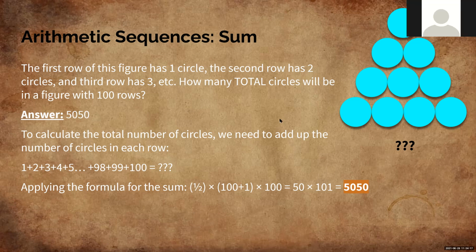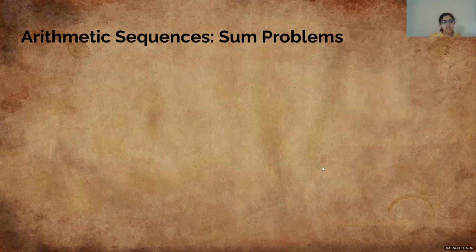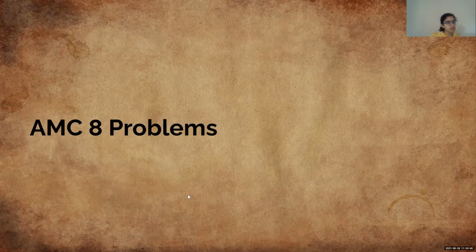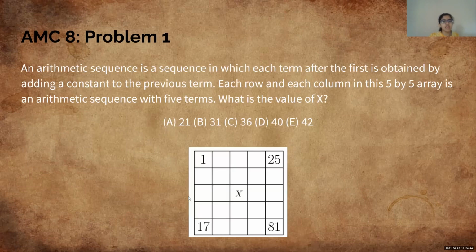So, applying the formula for the sum, we get 1/2 times (100 plus 1) times 100, which is equal to 50 times 101, which is 5,050. There are problems here, however, that will take up some time. So I think we should do the AMC problems, just so you can see how it would be used in an actual problem.